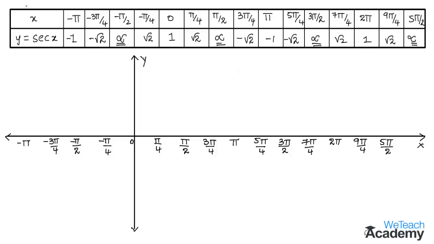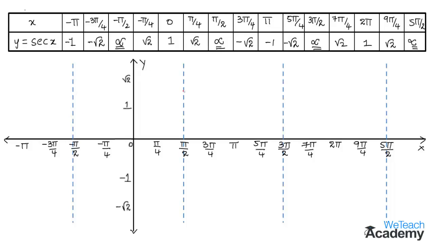And now let us plot the values of y on the y-axis. So these are the values on the y-axis, and observe that secant x is undefined at minus pi by 2, at pi by 2, at 3 pi by 2 and at 5 pi by 2. So these are the lines where secant x is undefined. And now let us plot the rest of the points.